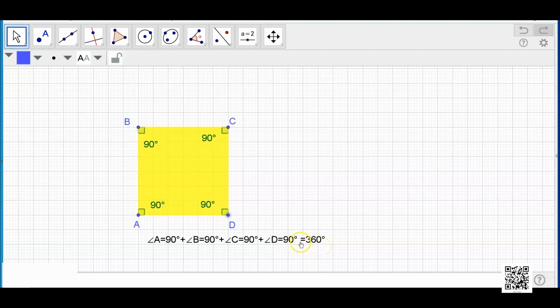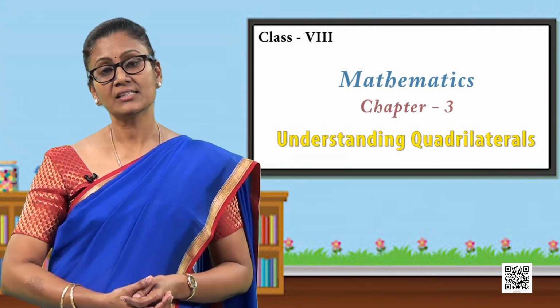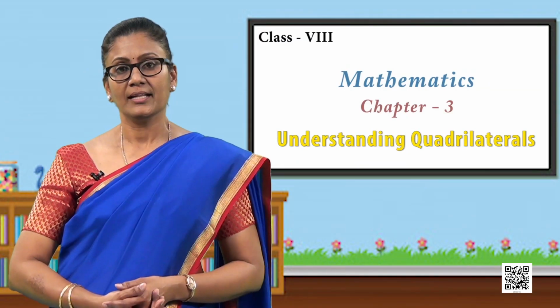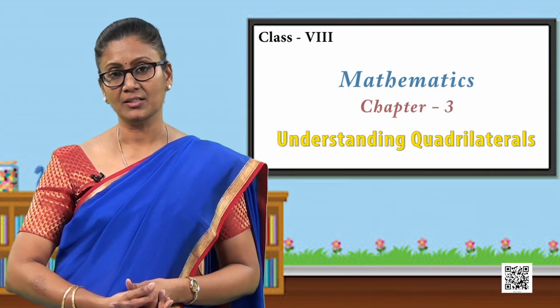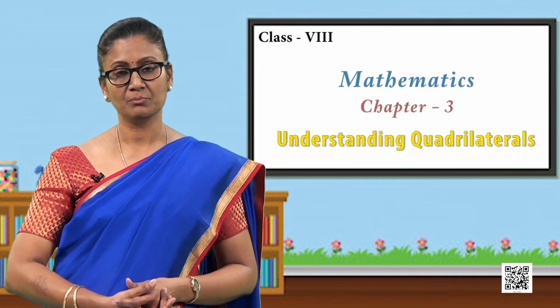So we have generalized that for any given quadrilateral, the sum of the interior angles will always be equal to 360 degrees. Well, that video has shown us the angle sum property for a quadrilateral. Now, let us find a simple method to find the angle sum property of any n-sided polygon.